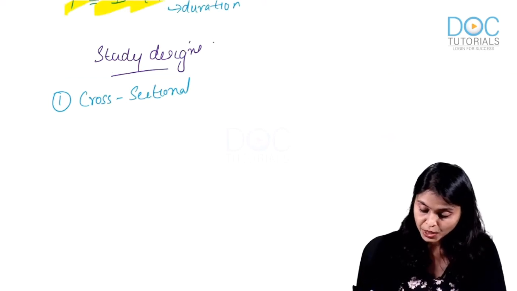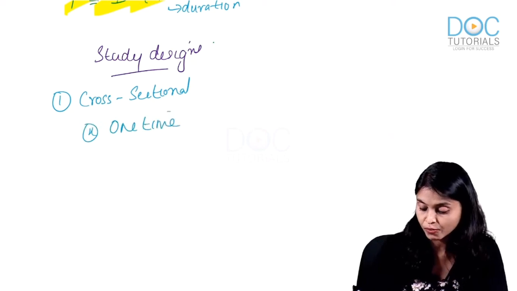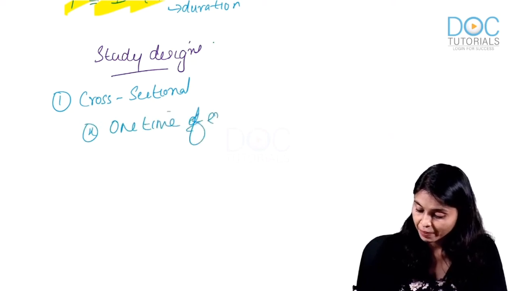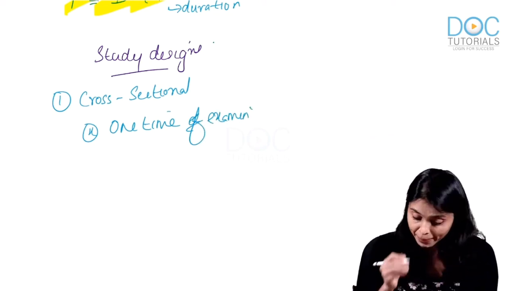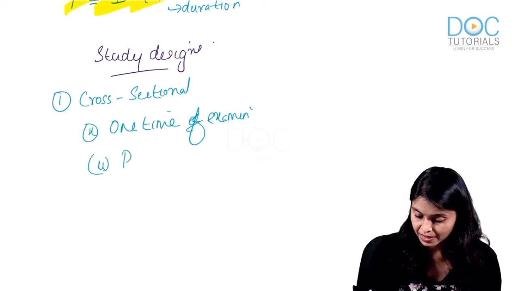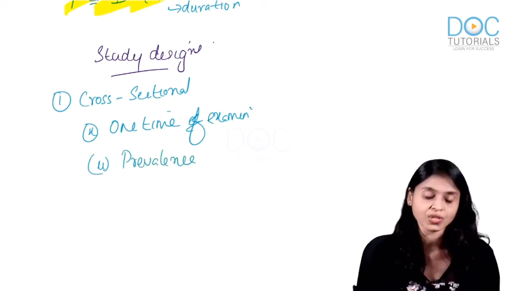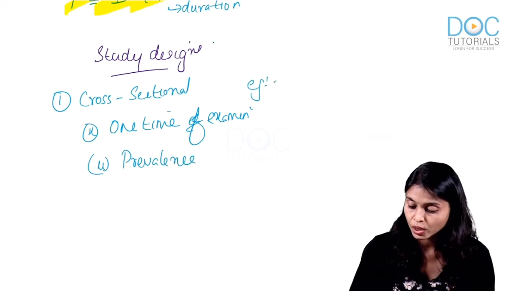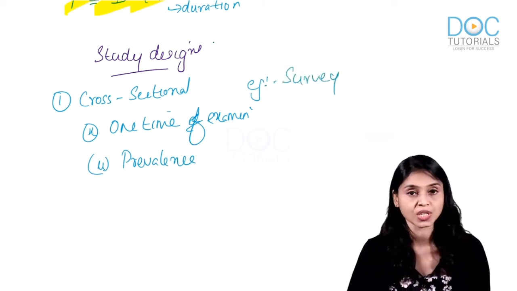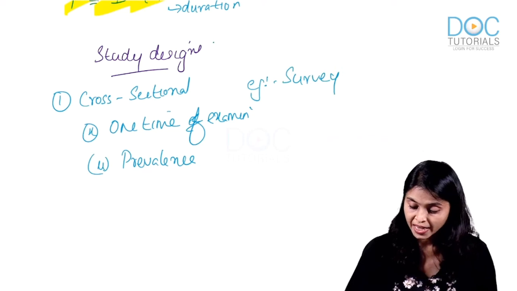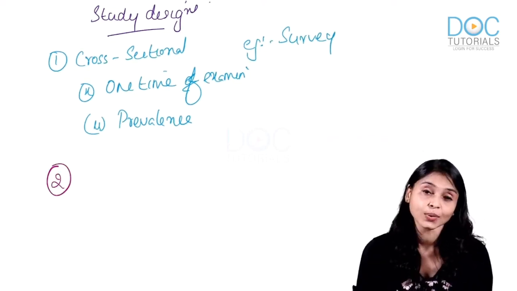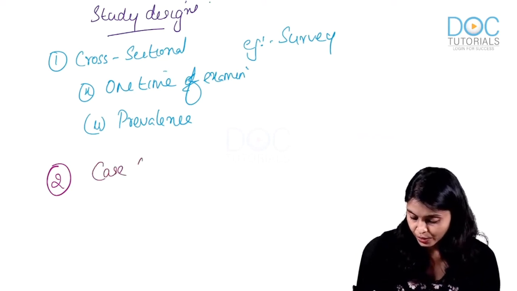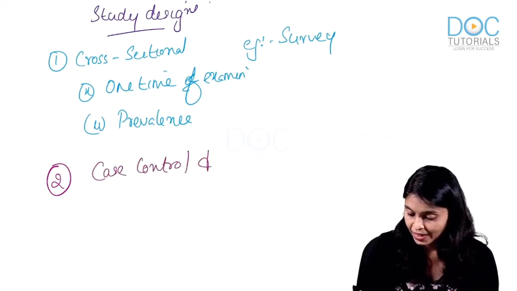So, what is it? First MCQ, it's a one-time examination. One-time examination of a cross-section of a population. And when you do a survey, we have seen, what do you get as the outcome? Prevalence. You get prevalence from a cross-sectional study design. Example is survey. So doing a survey is an example for cross-sectional study. These are the MCQs from cross-section. Second, we are going to see case control and cohort. Next is case control study design and cohort.